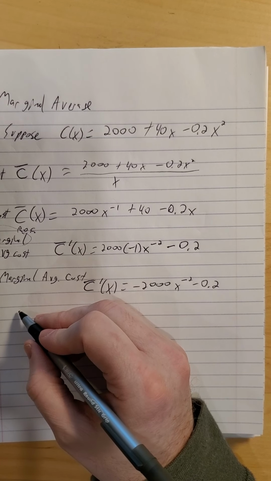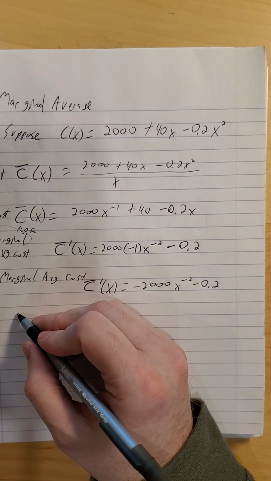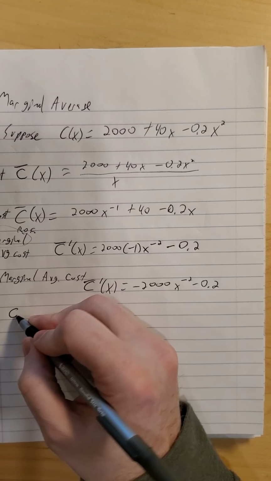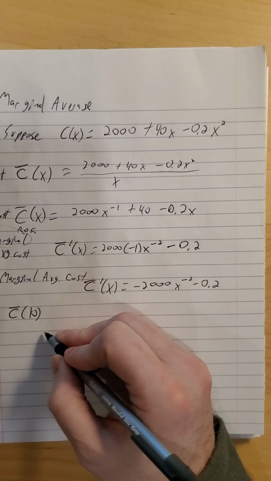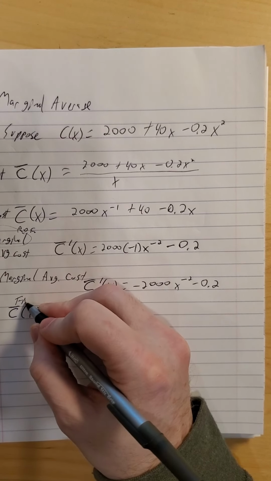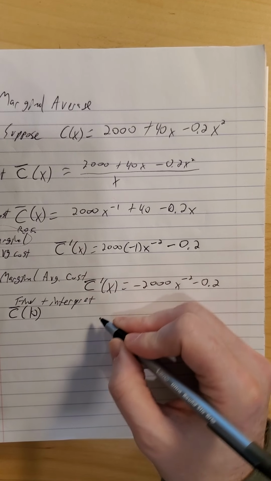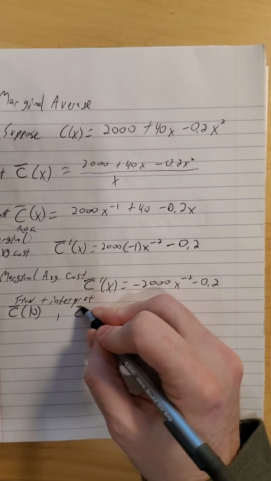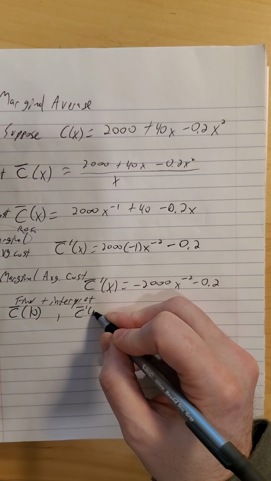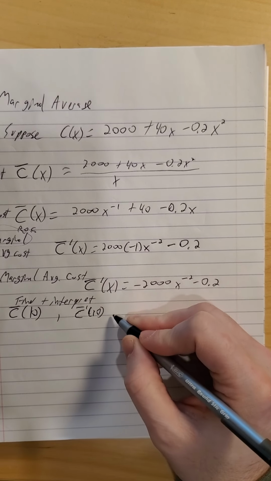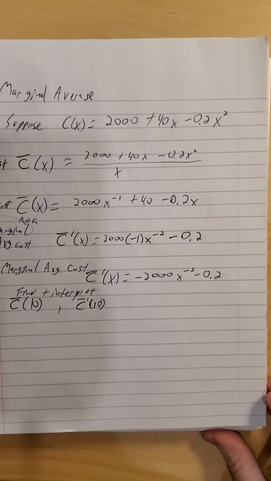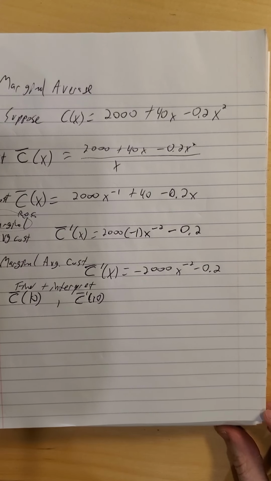So if we wanted to look at, let's say, C bar of 10 and C bar prime of 10. In fact, I'll have you just pause and try those out.